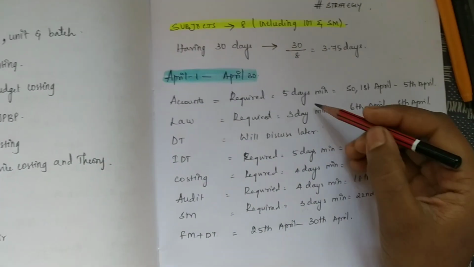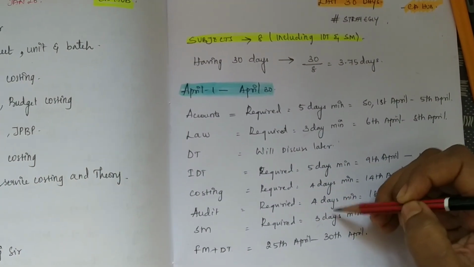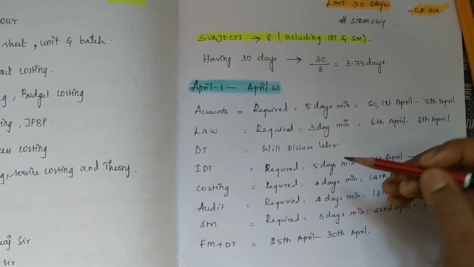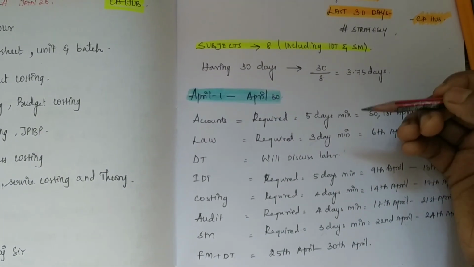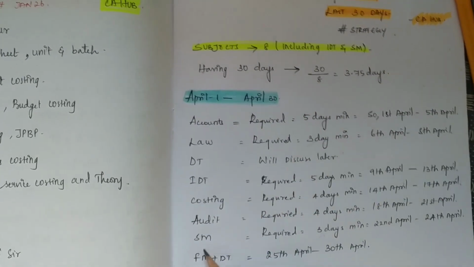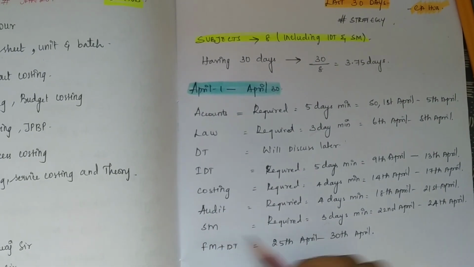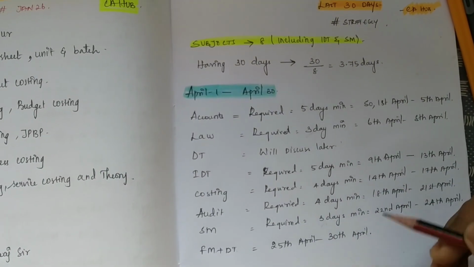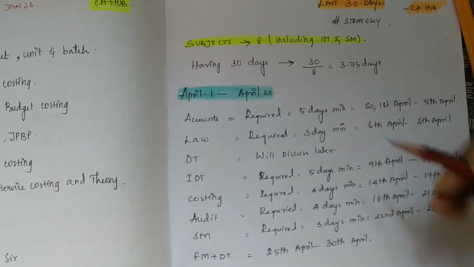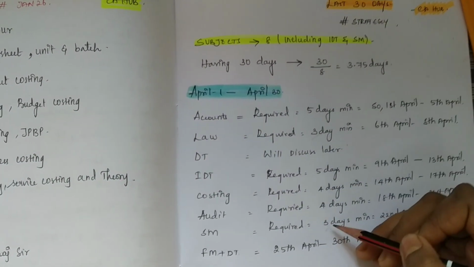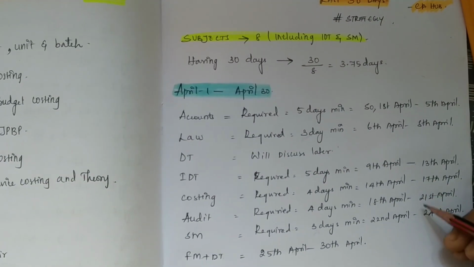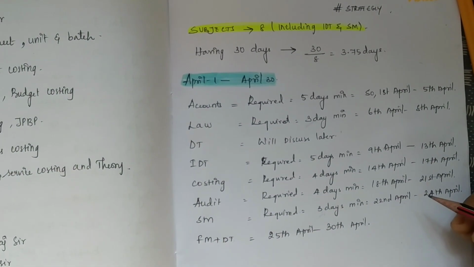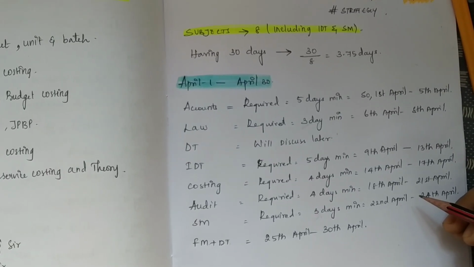Here, the minimum requirement which I have written might be less for you, depending on your preparation. If you have been thorough in SM, it may require 2 days, or even 1 day. So it is up to you, how your preparation is going on. Based on that, divide these days and plan like this. In this manner you can clear both the groups' examination within a 30 days strategy.